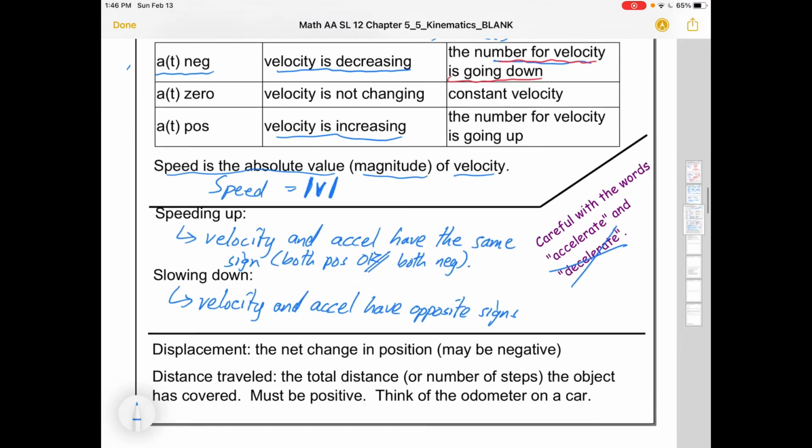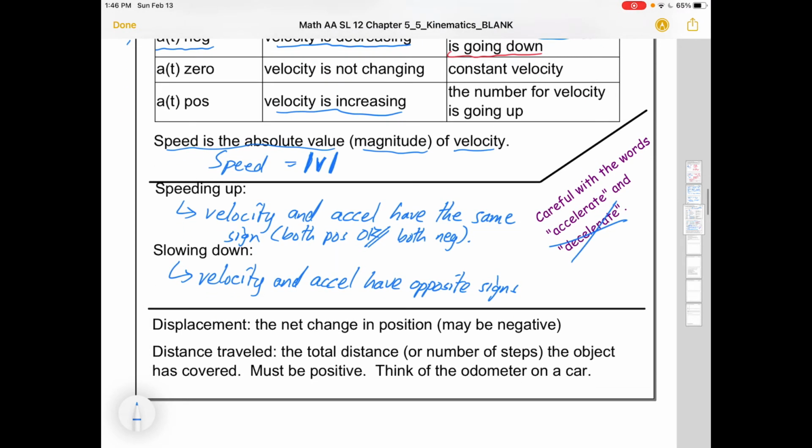Couple of last tidbits here. Displacement is the net change in position, or you can just call it change in s. Distance traveled is the total distance an object has covered. And distance traveled, kind of like speed, has to be positive. Think of the odometer on a car. It only goes upwards. If you've ever seen Ferris Bueller's Day Off, they try and get the odometer to go backwards by running the car in reverse. It doesn't work.